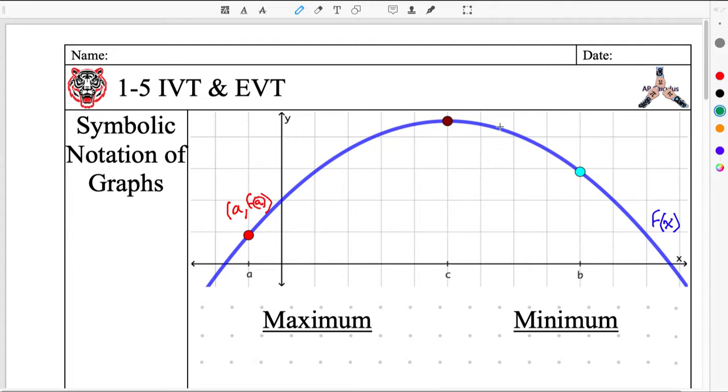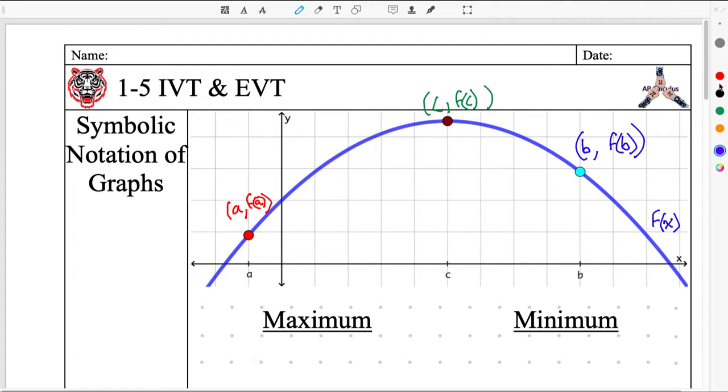What about this brown point up here? What are the coordinates of that point? C, and f of C, there it is. What about this light blue point? B, f of B. All right, so we're okay with the notation.